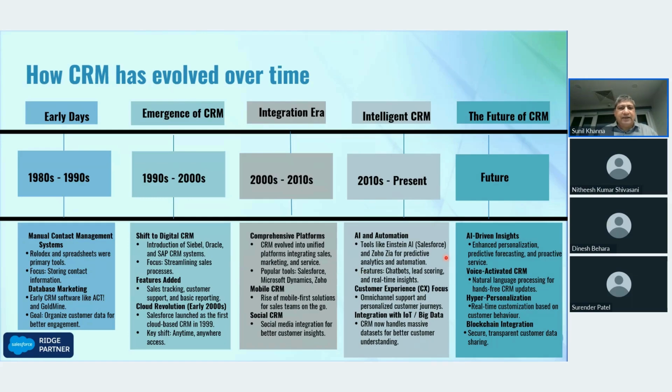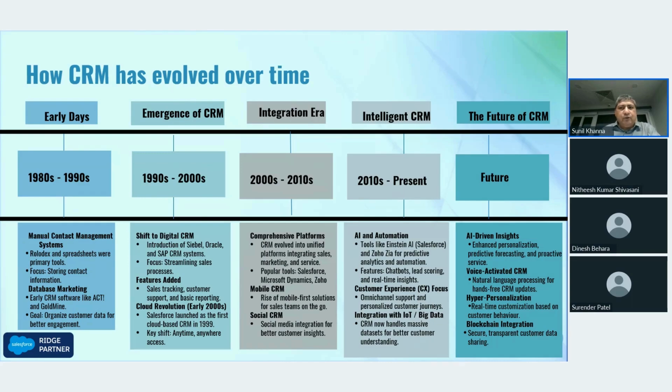And then from the 2010s till date, it is the era of intelligent CRM, wherein CRM is becoming more and more intelligent with tools like Einstein or chatbots. We are also having more focus on customer experience and integration with big data and IoT. In future, of course, this is all going to improve further. We will get much better insights. You will have voice-activated CRM. You are going to get hyper-personalization, which is already happening, but this is going to become a better solution going forward. So this is how CRM has evolved over a period of time.